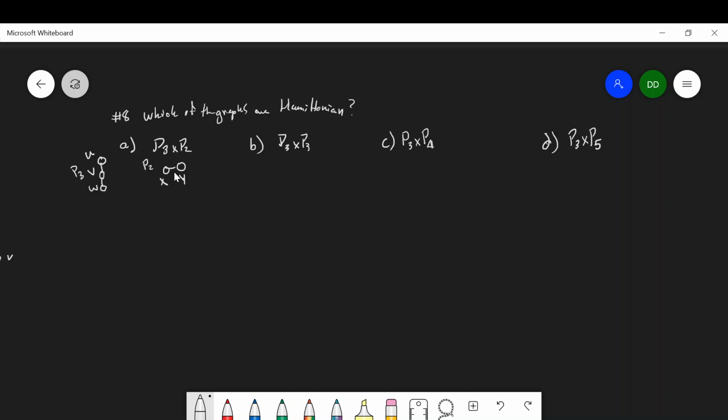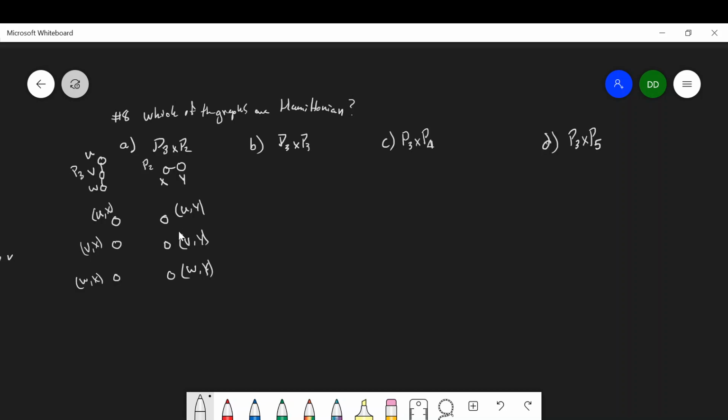So the product of these two graphs has vertex set the Cartesian product of the two vertex sets of the graphs. So the vertex set of P3 cross P2 will look like this: I'll have a vertex called UX, a vertex called VX, a vertex called WX. They're ordered pairs. I'll have a vertex called UY, a vertex called VY, and a vertex called WY. And how do I compute the edge set of this? This is the vertex set. How do I compute the edges of this?